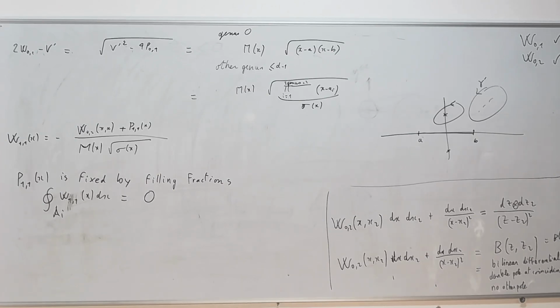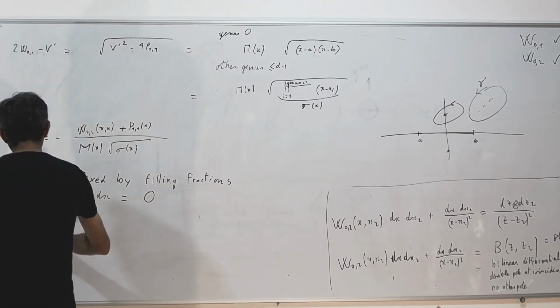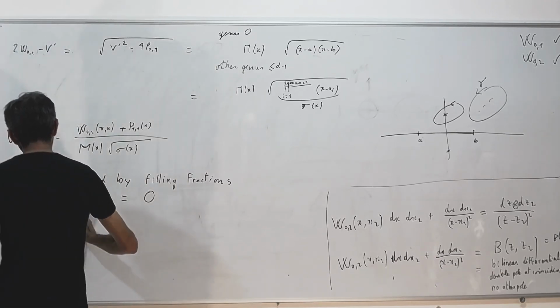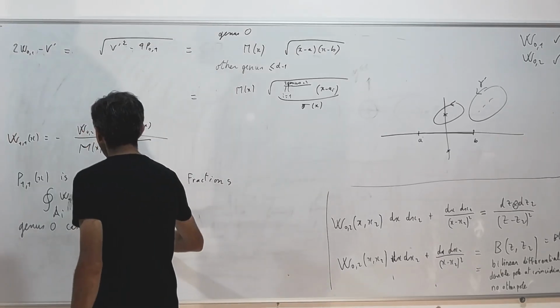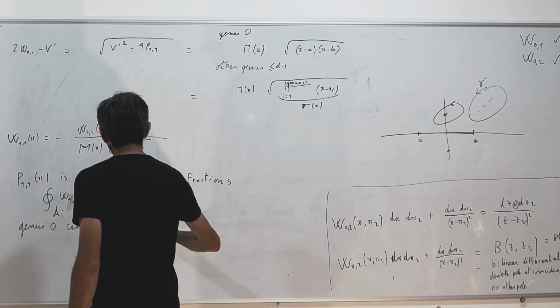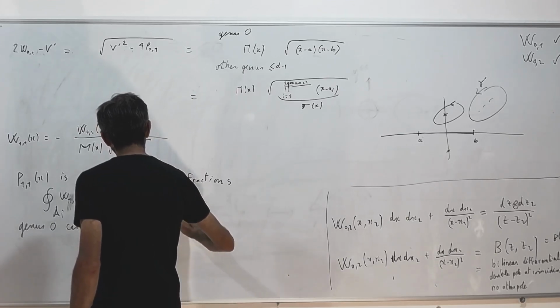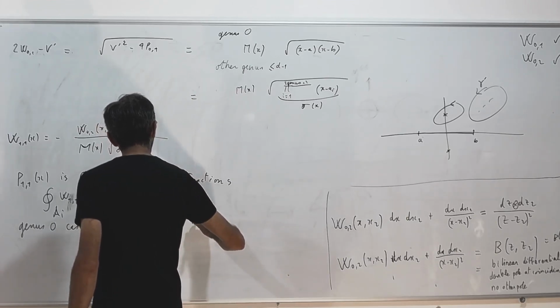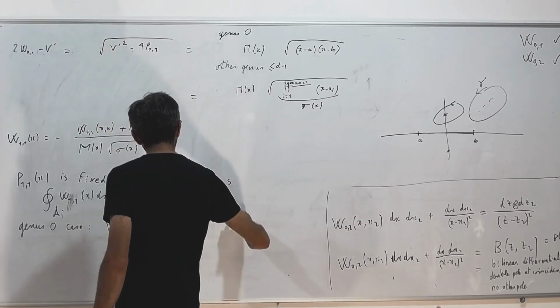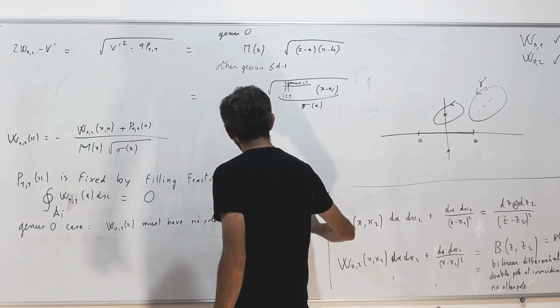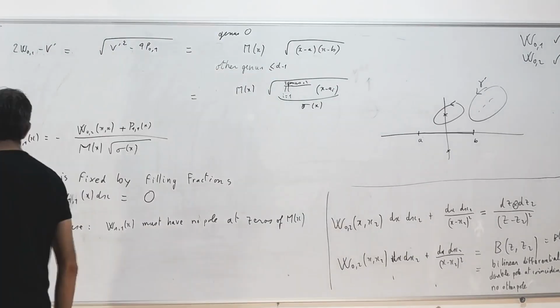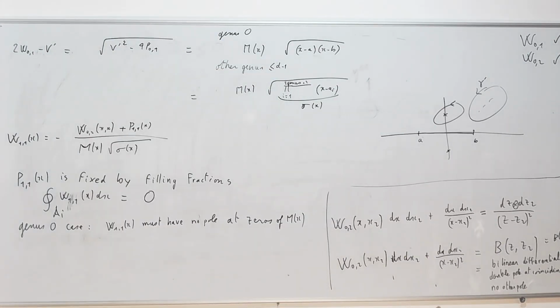And basically, that fixes P11. And in the genus 0 case, W011 of X must have no pole at zeros of M of X. This is more or less the same condition. And you can find it.